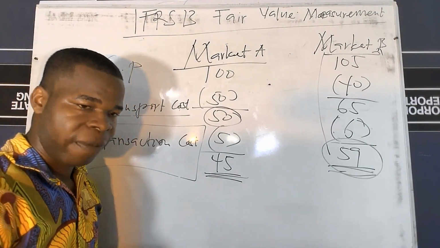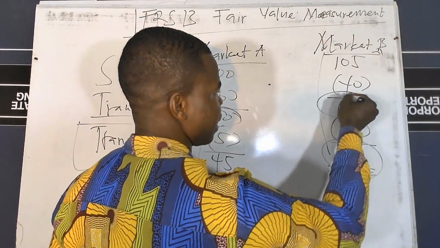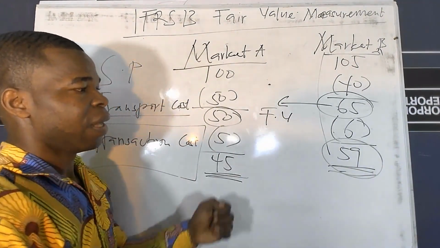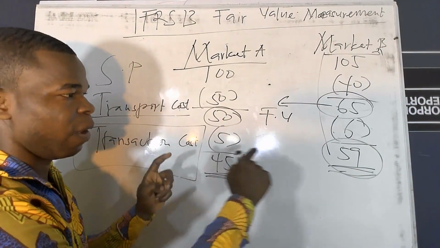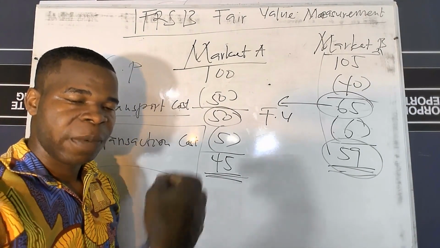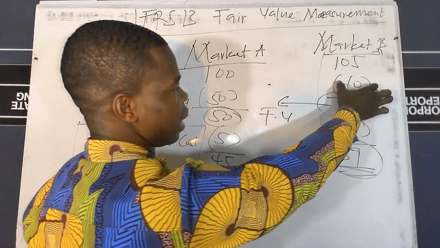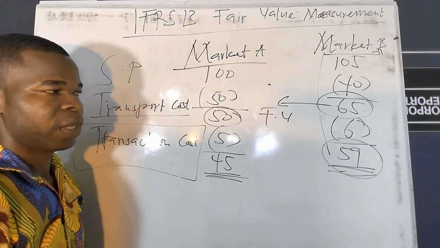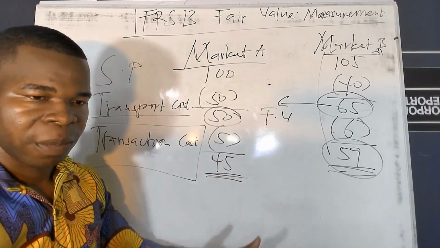Now, what will be the fair value in this most advantageous market? The fair value is going to be 65. Why? Because we just use the transport cost and the transaction cost to determine which of them is our most advantageous market. After that, if you want to determine the fair value, you only consider the transport cost, which is the 40 over here, less from the selling price to get the fair value of 65. That is the difference between the most advantageous market and the principal market.